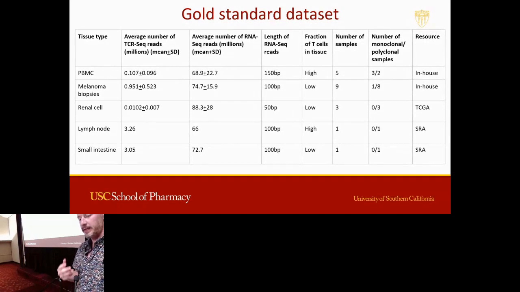What you can see here is quite a variety in terms of the samples, the number of samples, the sequencing depth, as well as the read length. What is important is that they differ quite a lot in the fraction of T cells in the tissue. So we're talking about T cell poor and T cell rich tissues. Tissues like skin don't have many T cells, whereas PBMC will have a lot. We also have some proportions of monoclonal versus polyclonal repertoires. So that gives us good benchmark datasets to assess the performance of the tools.